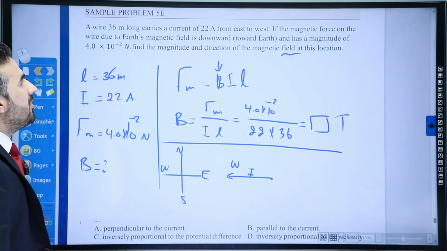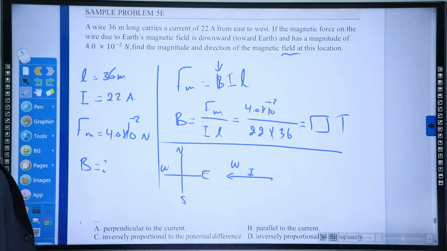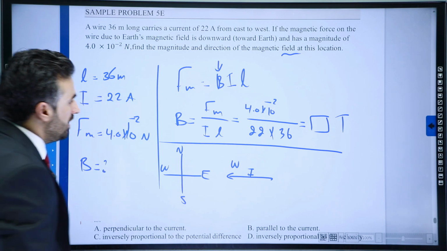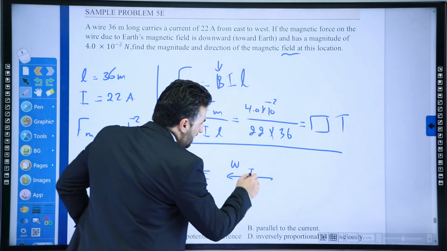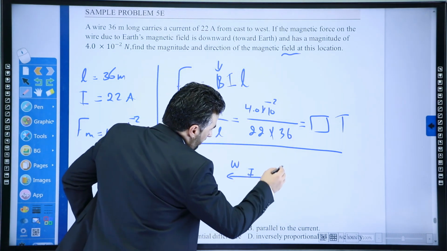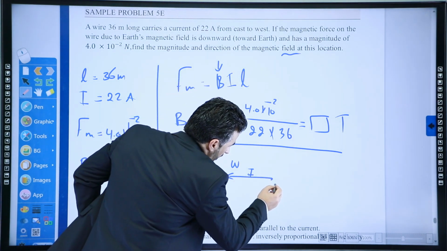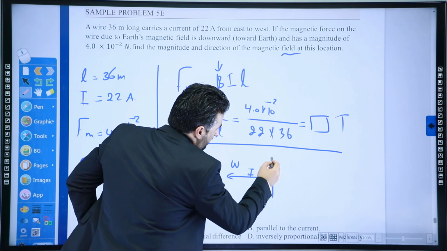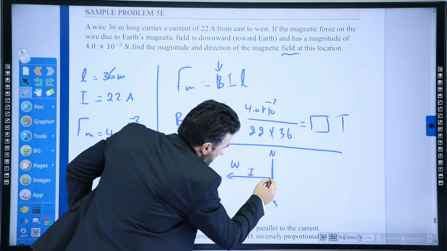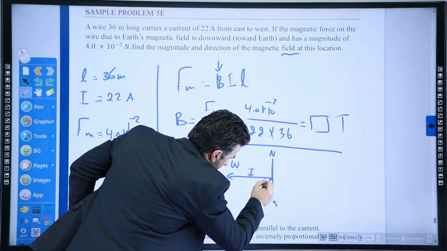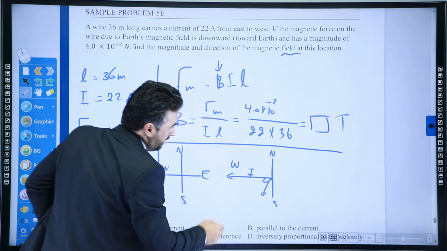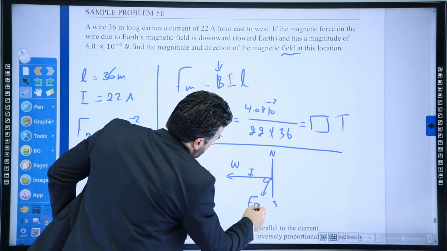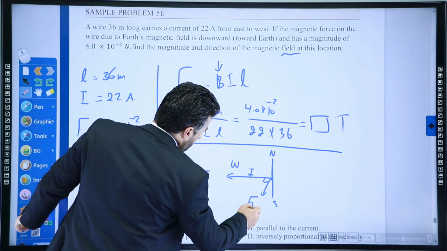Okay. And then the magnetic force on the wire due to Earth's magnetic field, which is downward or towards the Earth and has a magnitude of this much. So we can say the force is basically downward. By the way, this is going to be north and this is south. Downward is going to be something like this, and of course there is perpendicularity between these two here. So this is the magnetic force.